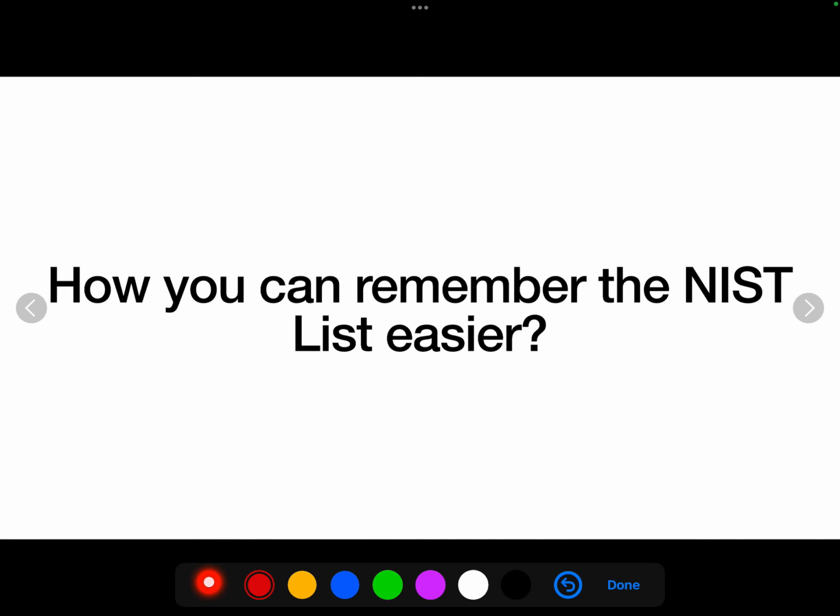Well, I want to ask you now, how can you remember this list easily? Because there's 5 things there, but how can we tie these together so we remember them easier? You might have a method, it might be flashcards, it might be an acronym, it might be something else, but I've got something which I think might help.